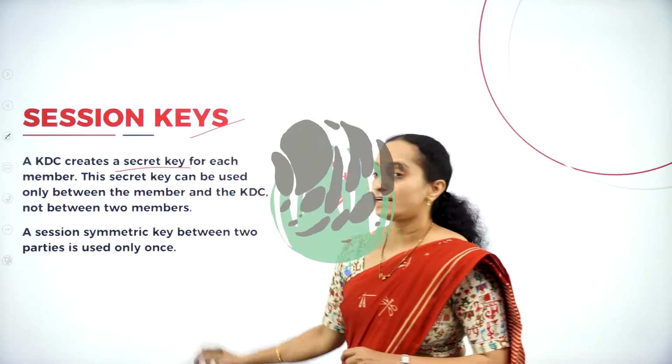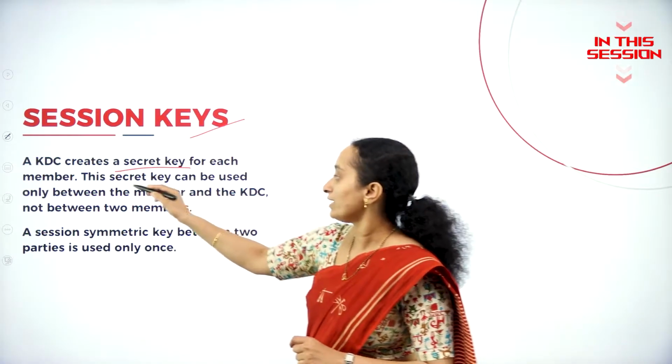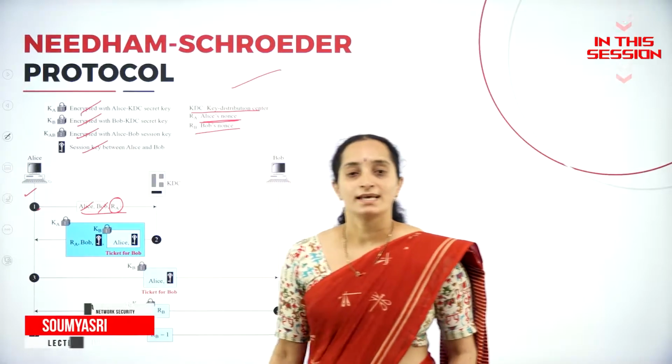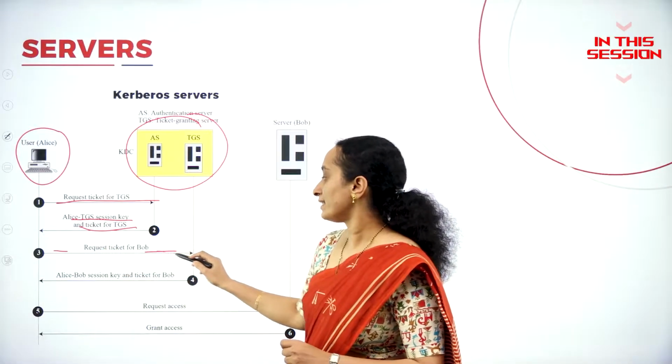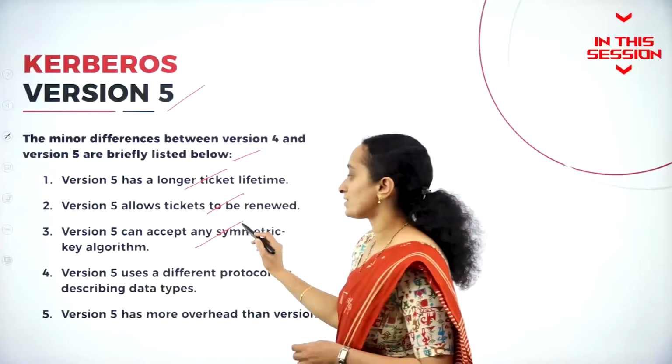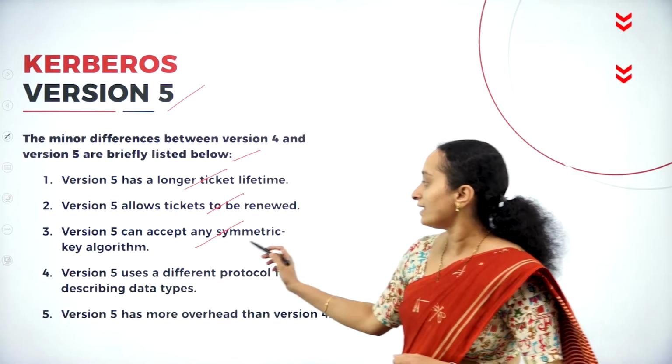The KDC creates a secret key for each member. There is a concept known as ticket. Sender will request a ticket for Bob. Version 5 can accept any symmetric key algorithm.